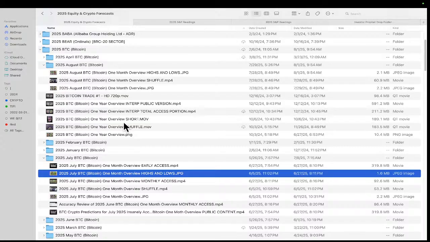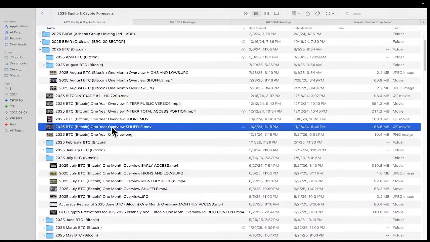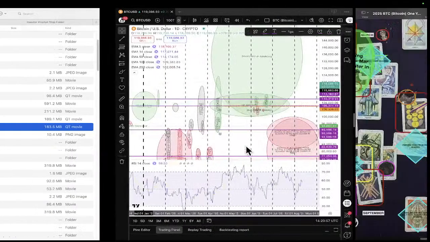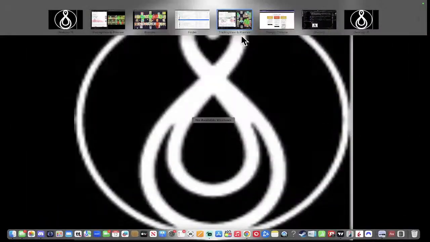The 1 year reading, the overview for the 1 year reading, the shuffle file was created on October 3rd, 2024 at 5:15 p.m. Eastern Time. This is an example of the type of information that you get when you order a 1 year reading.